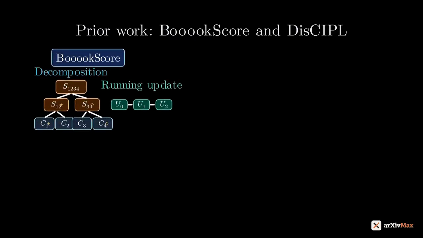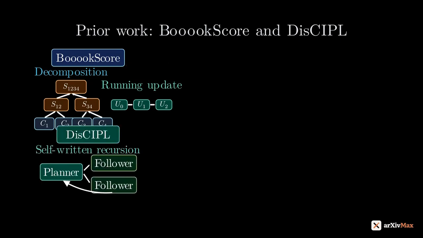The approach sits in a clear lineage. BooookScore studied book-length summarization by chunking a book, summarizing the chunks, then either merging summaries hierarchically or updating a running summary. It established that long documents need structured multi-step processing, but its workflows are fixed and every merge is lossy. DisCIPL, a self-steering language model approach, lets a planner emit an inference program that follower models execute, including recursive search-style procedures, showing that models can steer their own test time computation.